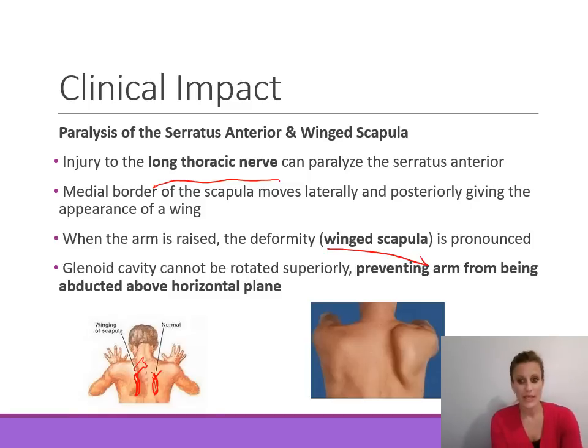When the arm is raised, this is even more pronounced, but the patient can't raise their arm all the way. The reason for this is that the glenoid cavity, remember, the little depression where the head of the humerus fits in?